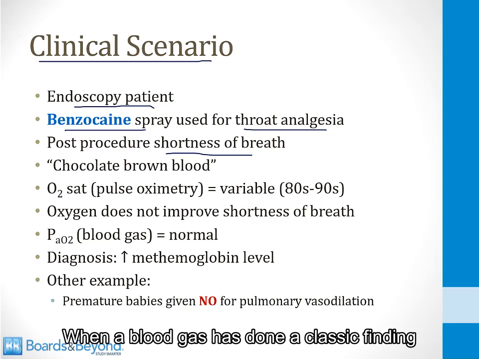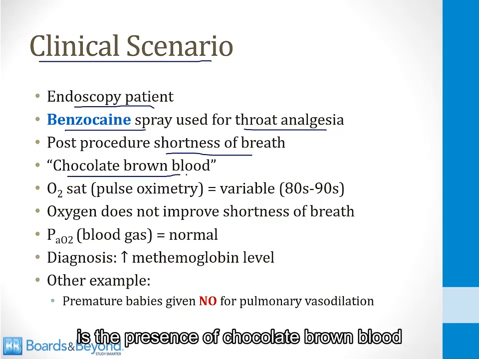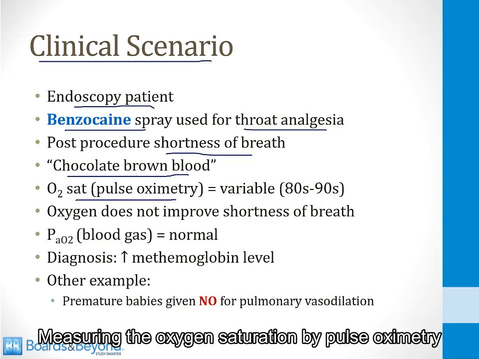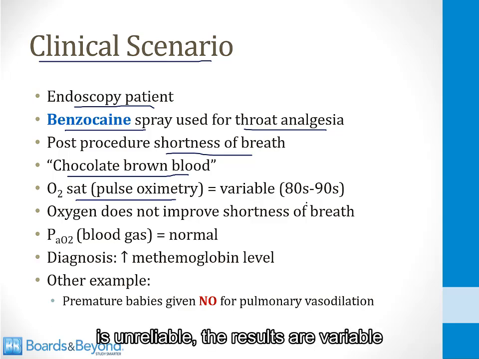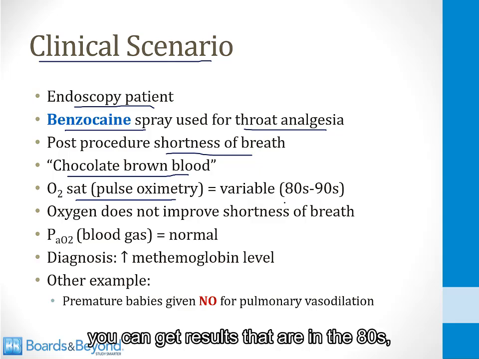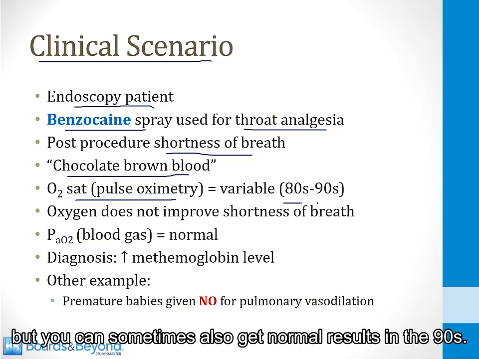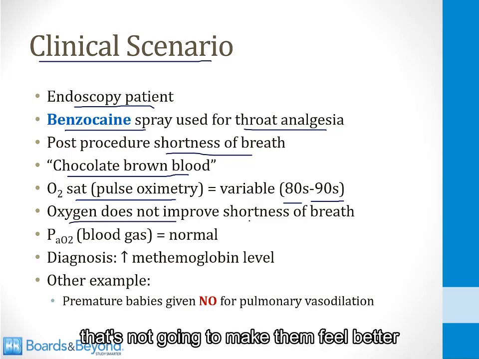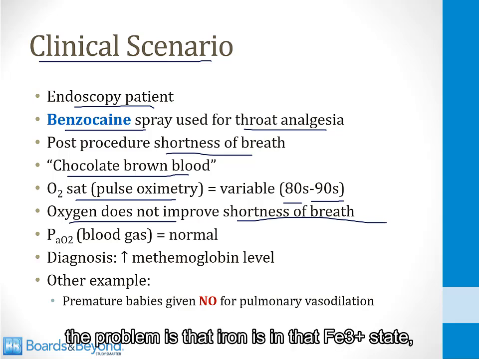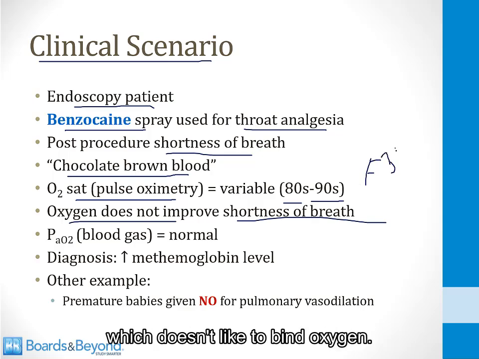When a blood gas is done, a classic finding is the presence of chocolate brown blood, and this occurs because methemoglobin turns blood brown. Measuring the oxygen saturation by pulse oximetry is unreliable. The results are variable depending on the severity of methemoglobinemia. You can get results that are in the 80s, which represent hypoxia, but you can sometimes also get normal results in the 90s. Importantly, if you give the patient oxygen, that's not going to make them feel better, and that's because the problem is not insufficient oxygen. The problem is that iron is in that Fe3+ state, which doesn't like to bind oxygen.